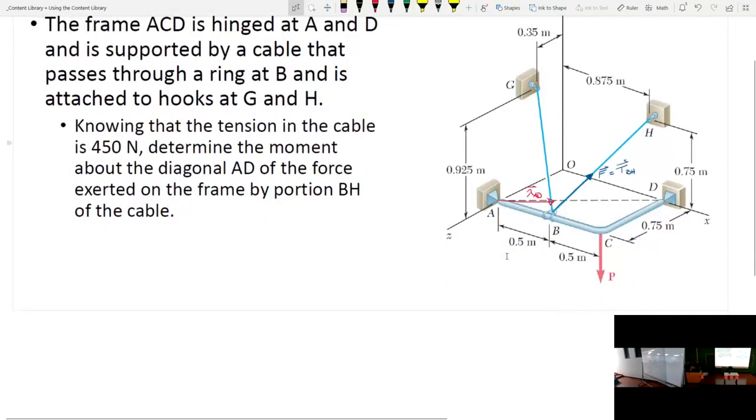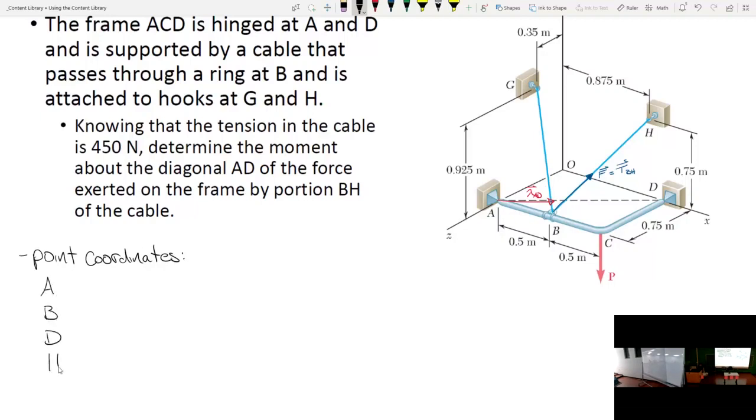Okay. Now again, I think with all 3-dimensional problems, I genuinely think that the hardest part are the point coordinates. All right. So for this problem, we're really only going to need 4 of them. So we're going to need point coordinates A, B, D, and H. All right. And actually, let me go ahead and say that these are all in meters. So let's see if we can write this out. So I'll do the first one.